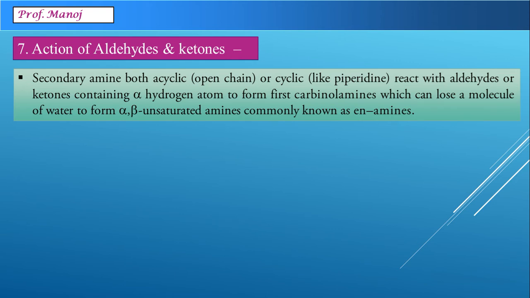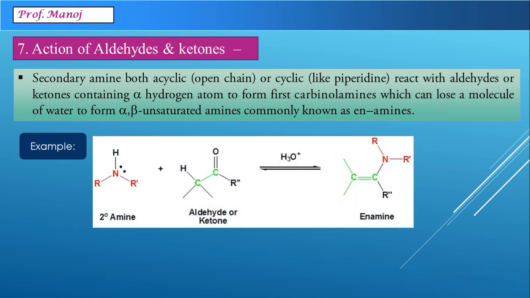Secondary amines, acyclic or cyclic, both can react with aldehyde or ketone containing alpha hydrogen to first form carbinolamines, which can lose a molecule of water to form alpha beta unsaturated amines. These alpha beta unsaturated amines are called enamines. Let us see the example with mechanism. This is a secondary amine which is reacting with an aldehyde. Now this aldehyde has the hydrogen which is shown separately, the alpha hydrogen. Now you can see how the reaction occurs.